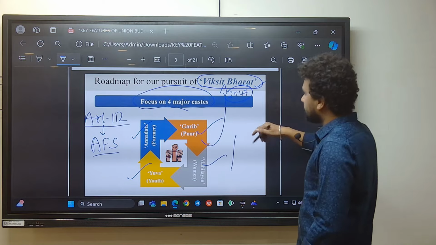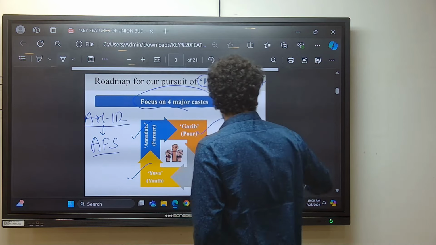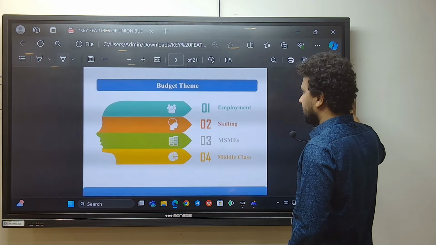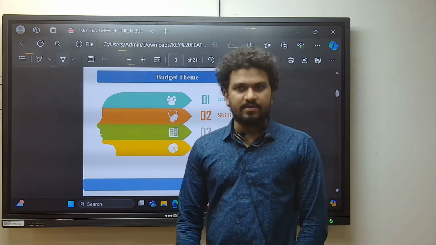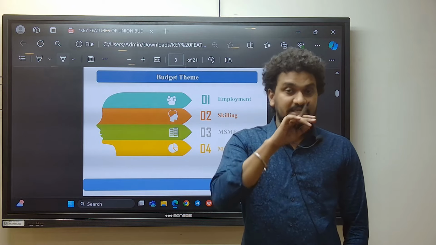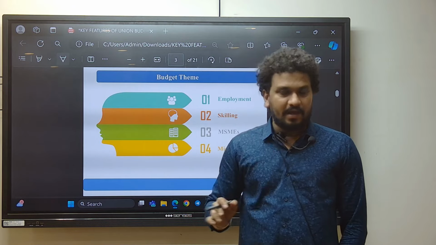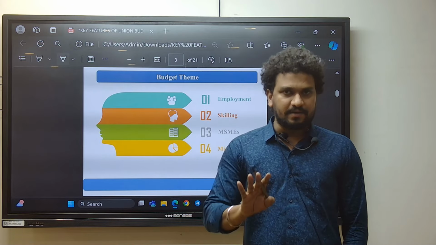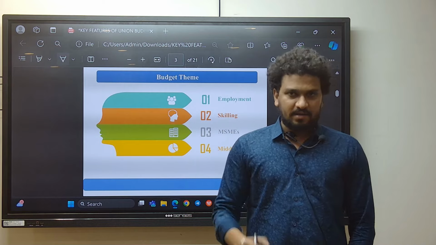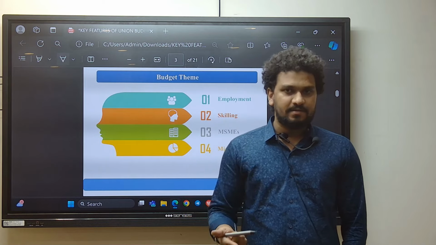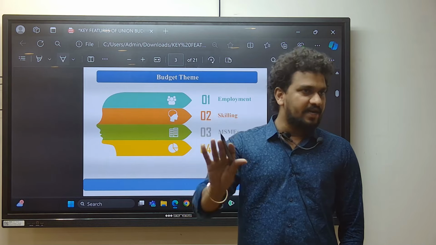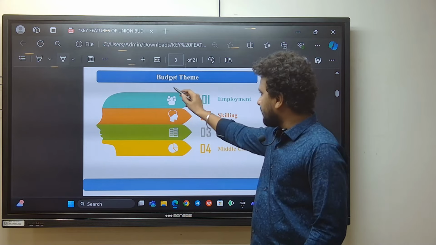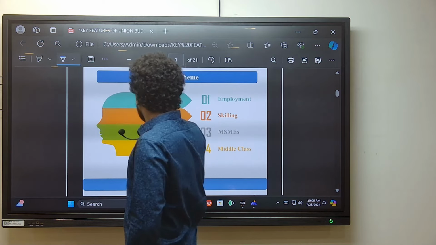Going further, next it is talking about the budget theme. What is the budget theme? As we have already identified the four major problems that we need to address in this current financial year, it is the poor, the farmer, the youth, and the women. When we have identified these four key areas, four key themes, then it is focusing on various aspects.